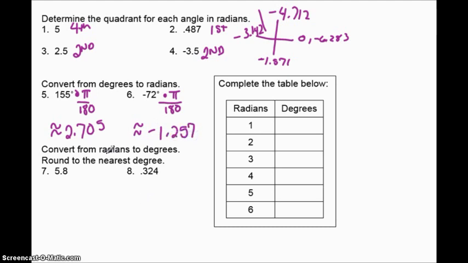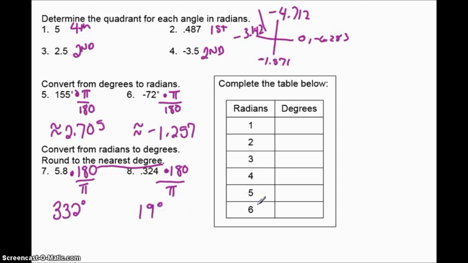Okay, converting from radians to degrees, we're going to flip our unit measure and we're going to put 180 on top, pi underneath. Right, so it's 180 over pi times 5.8. All right, now this says to the nearest degree, so that's going to be a whole number, so that's going to be 332 degrees. Okay, 0.324 times 180 divided by pi, and we get 18.5, which is 19 degrees.